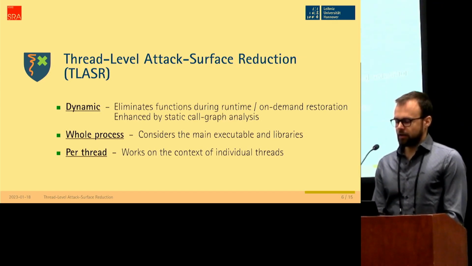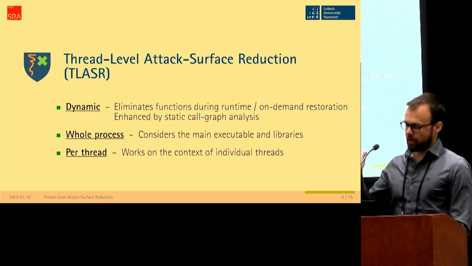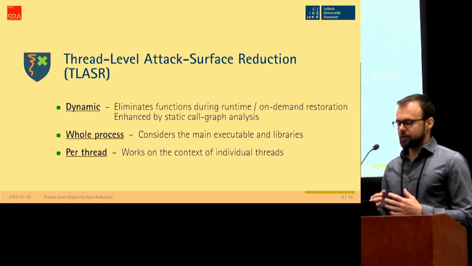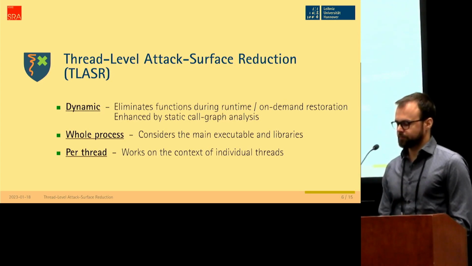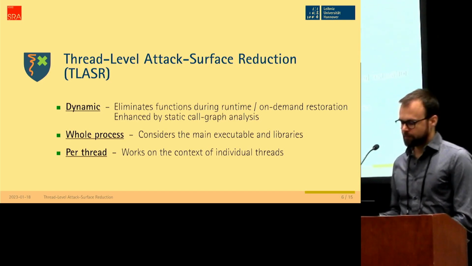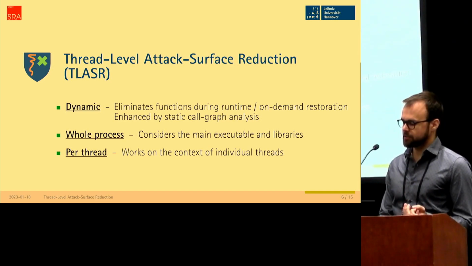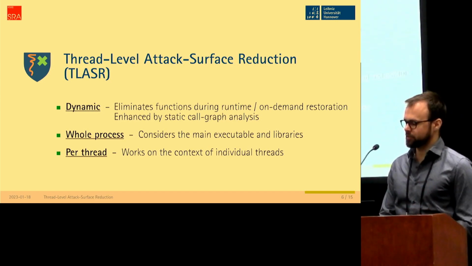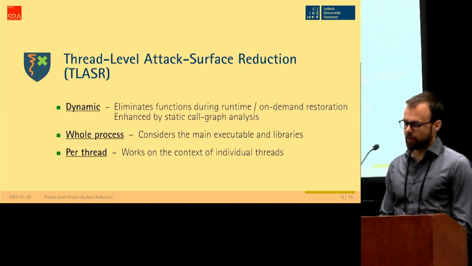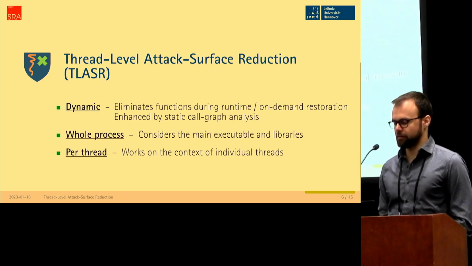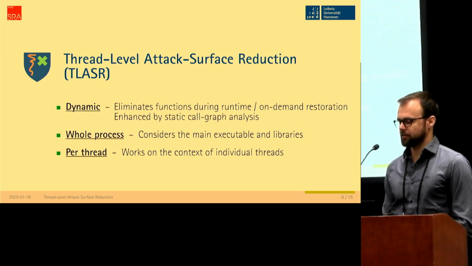And that's where thread-level attack surface reduction comes in. It's a dynamic approach, like Blanket, for example. It operates during the runtime and restores functions on demand. This is not entirely new, but unlike other approaches, it also considers the whole process, not only the libraries, but also the main binary. And it can work on a per-thread level, meaning it can debloat different threads individually from each other.